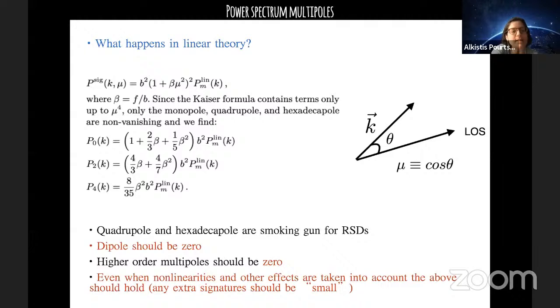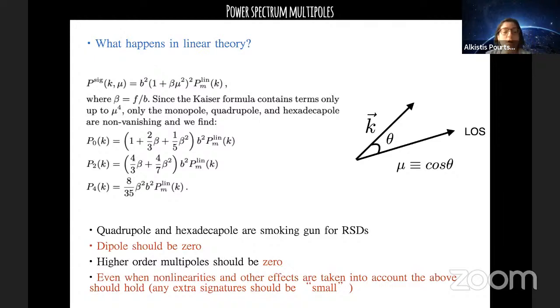And you immediately see that if you didn't have redshift space distortions, for example, the quadrupole, which is L equals 2, P2, and the hexadecapole, which is P4, would be 0. So the quadrupole and hexadecapole are smoking guns for redshift space distortions. This is very nice. The dipole should be identically 0. Higher order multipoles should also be 0.